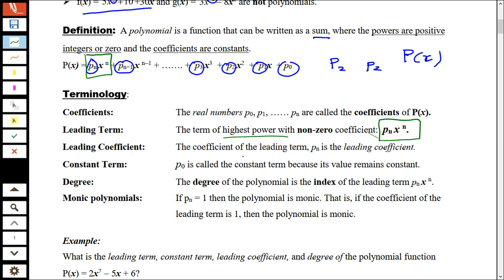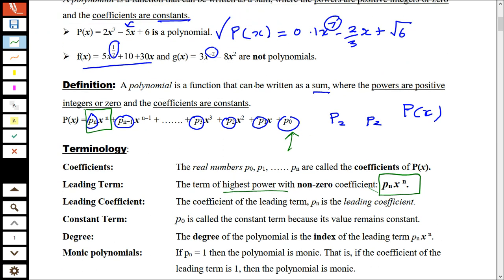P0 is called the constant term because it remains constant. Okay, so P0 is the term which has no pronumeral next to it. See, it's just all by itself, so it'll be like a number. So if we went back up here, the P0 term would be the 6. That's the P0 term. Okay, so it's the term without the pronumeral.